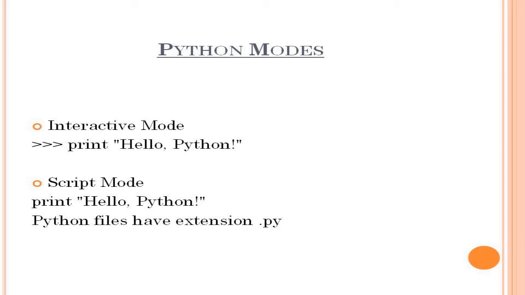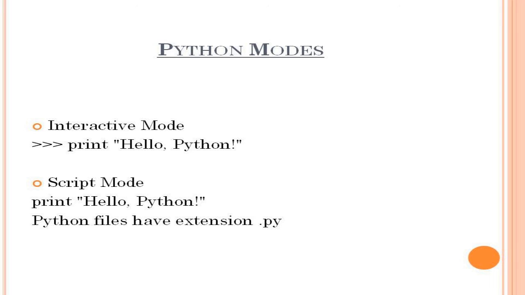In script mode, first you have to write your program in the IDLE itself, and then you have to save the program with the extension .py. Once you have saved the program, you have to go back and run it. Once the execution is done, your result will be displayed in another window. So in interactive mode, you can see your result instantly, but in script mode, you have to save your program and then run the file. This is the basic difference between interactive and script mode. Most of the code that we are going to write will be in script mode.